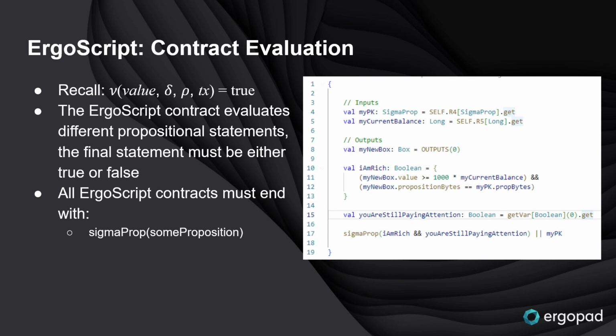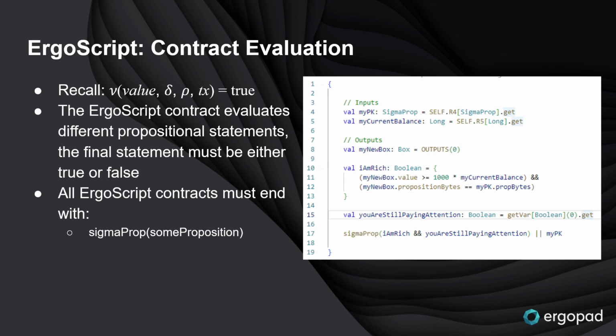The final statement must be either true or false. And all contracts must end with the statement sigma prop. Inside, it takes some Boolean value, so a proposition, and it will return either true or false, letting you spend the box or not. So in this silly example, we're accessing your public key, which should be in this box itself, and that's a sigma proposition type.